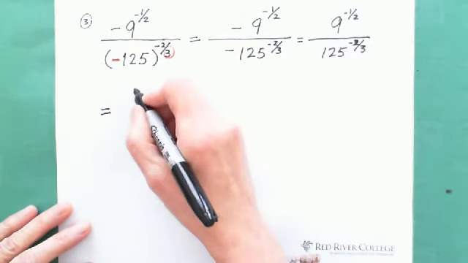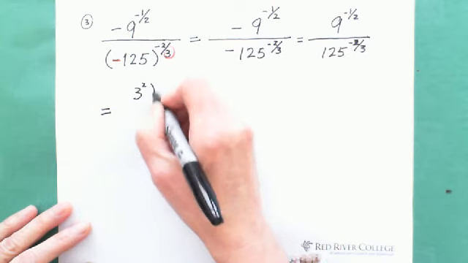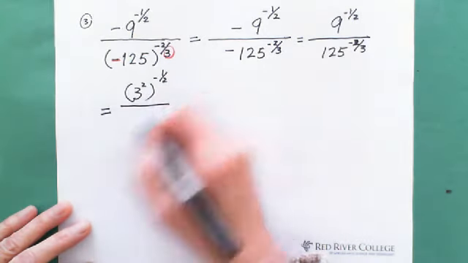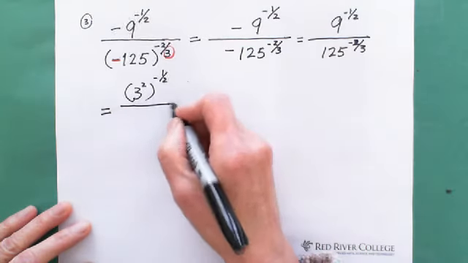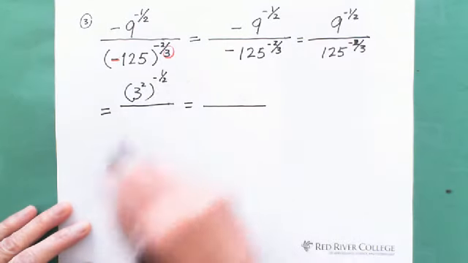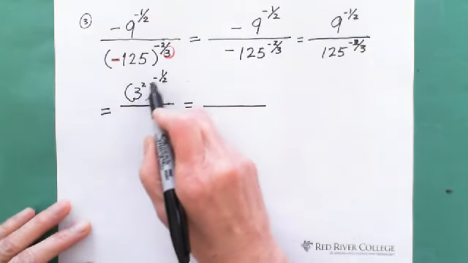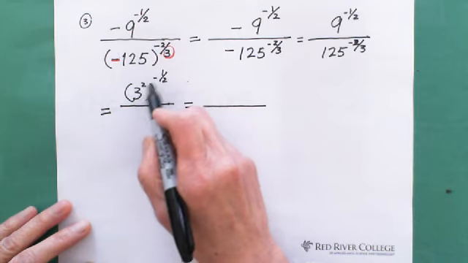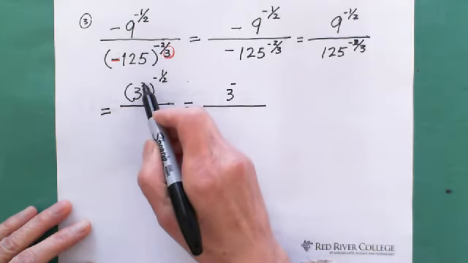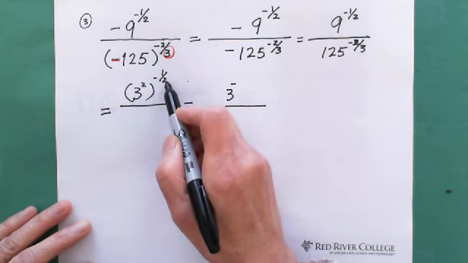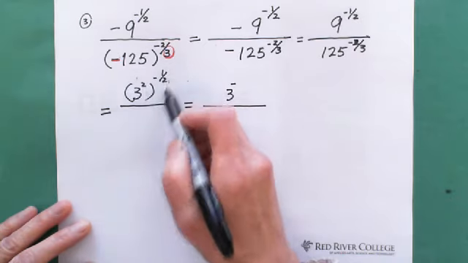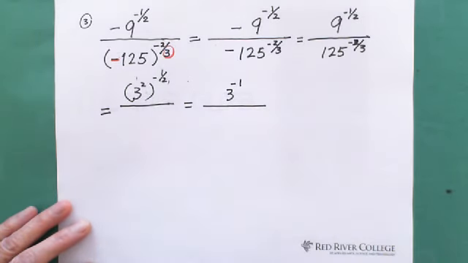9 is 3 squared, raised to the negative 1 over 2 exponent. First we work with the top. 2 multiplied by negative 1 over 2: positive multiplied by negative is still negative. And this 2 in the numerator cancels with this 2, right? Which is 1. This one cancels with this one. We get 1. This is a negative 1 exponent. This is the top.